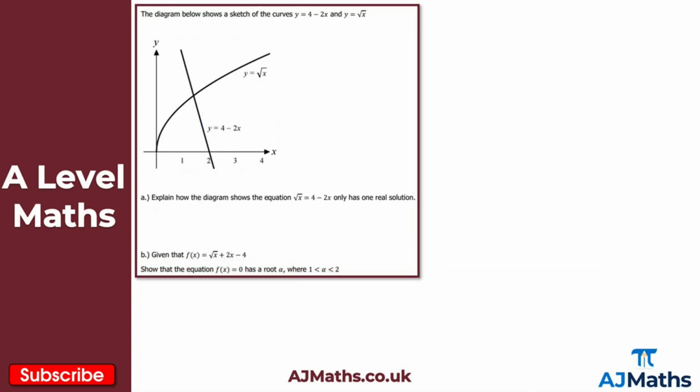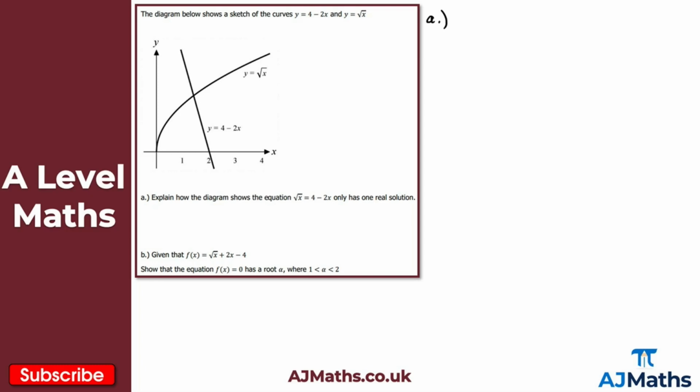And finally then, if we take a look here at the very last question, question 2, we've got the diagram below which shows a sketch of the curves y equals 4 minus 2x and y equals the square root of x. We can see the diagram here. So for the first part, part A, we're asked to explain how the diagram shows that the equation for the square root of x equal to 4 minus 2x only has one real solution.